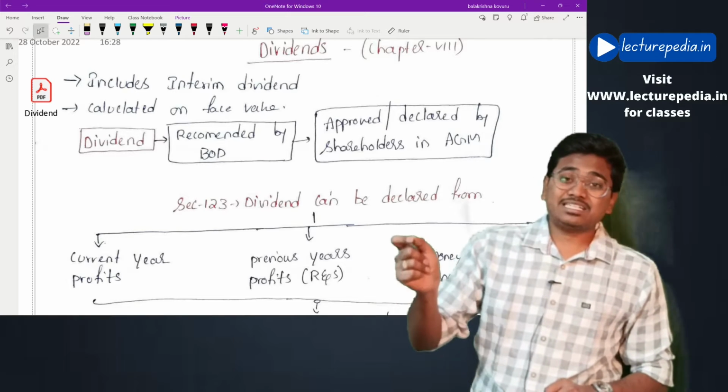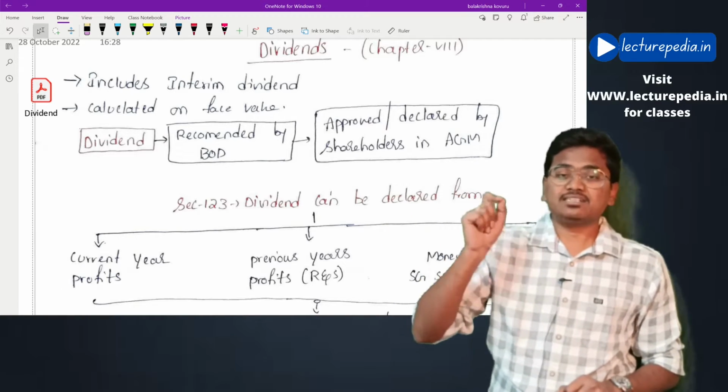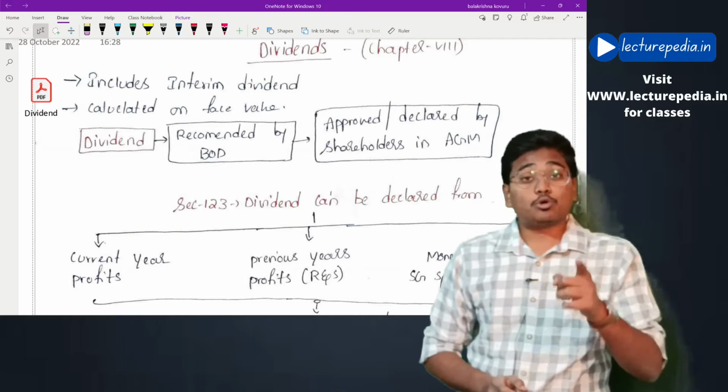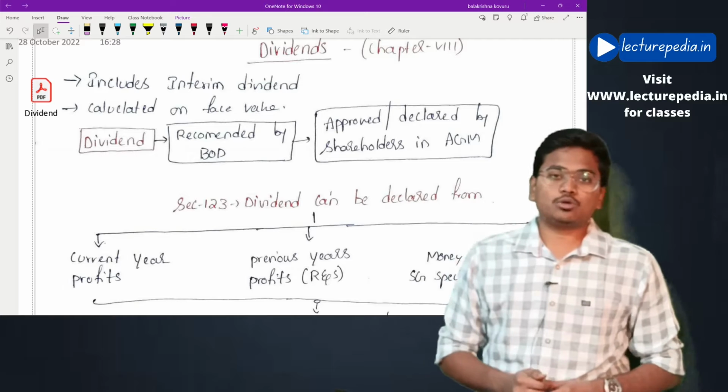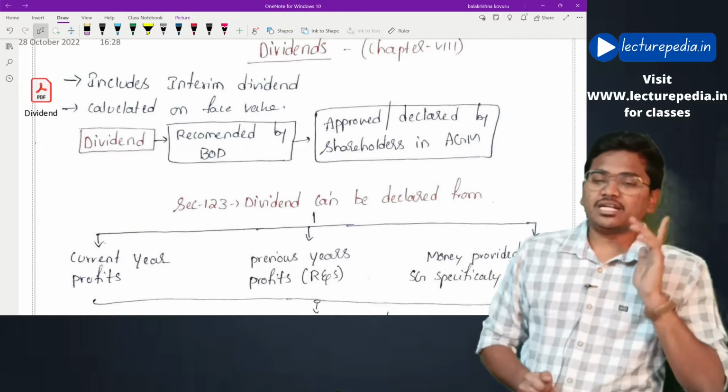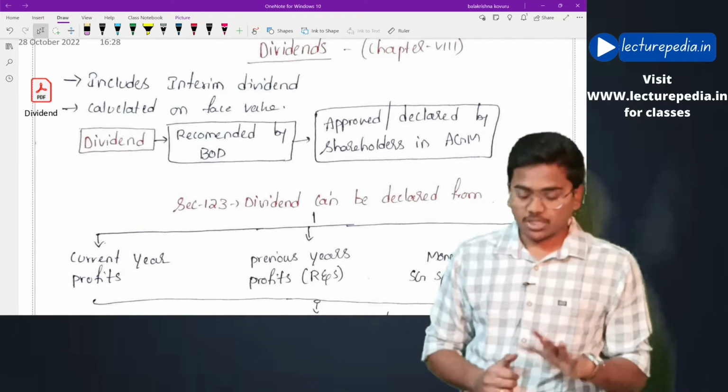Shareholders cannot increase the amount of dividend that has been recommended by the board of directors, but shareholders can decrease the amount of dividend that has been recommended by the board of directors.